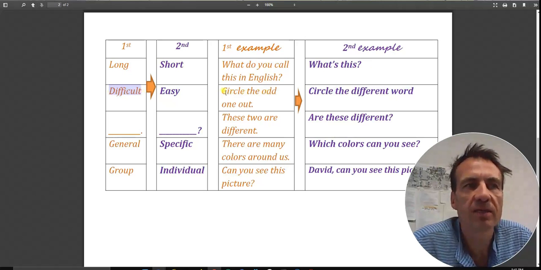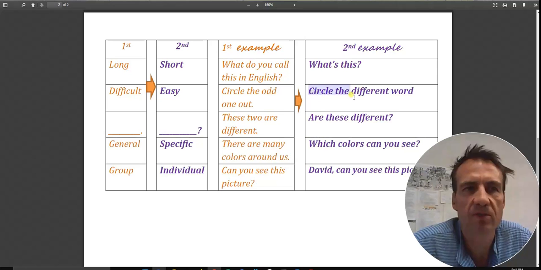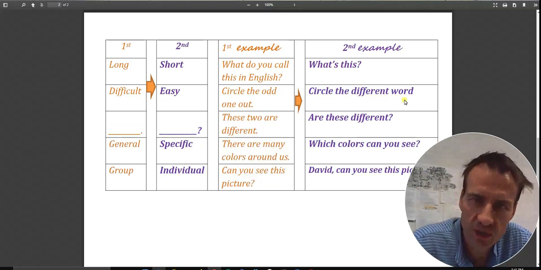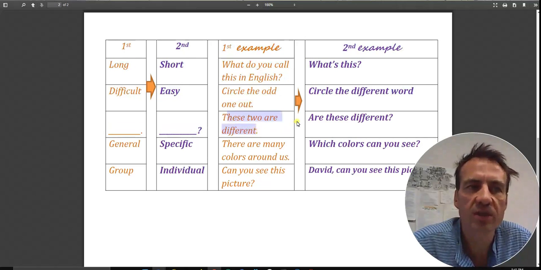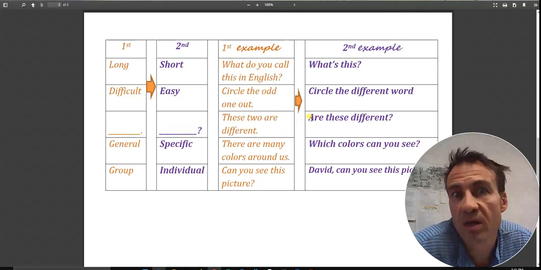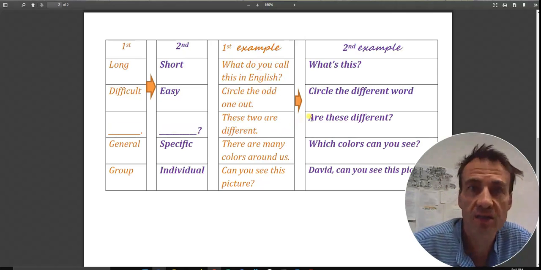You might say a difficult thing, circle the odd one out. Odd one out is not an easy expression, so you say it again using an easier expression. Circle the different word. And again, you're asking questions and giving examples throughout your script. You might make a statement, then turn it into a question. These two are different. You might ask, how are they different? Or, are these different?